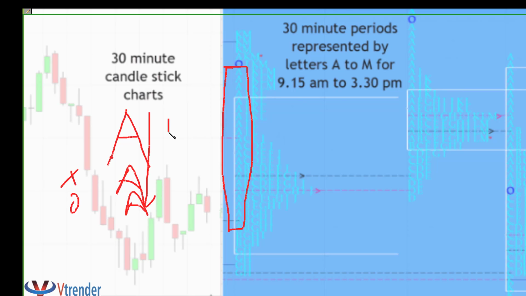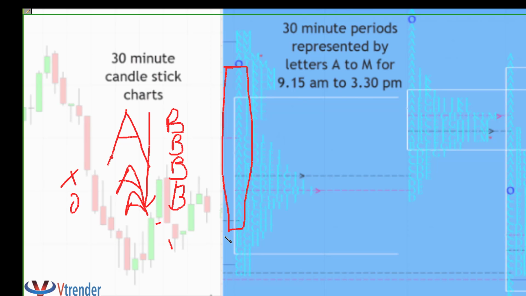And we moved on. The period between 9:45 to 10:15, we called it the letter B. So everything which price did between 9:45 and 10:15, we represented it by the letter B. So no colors or nothing. We just said we will represent it by B.